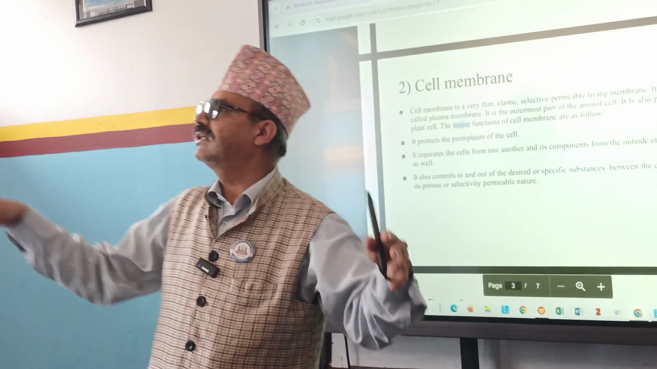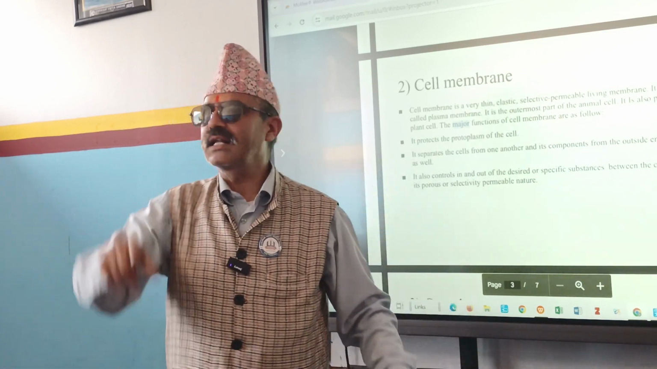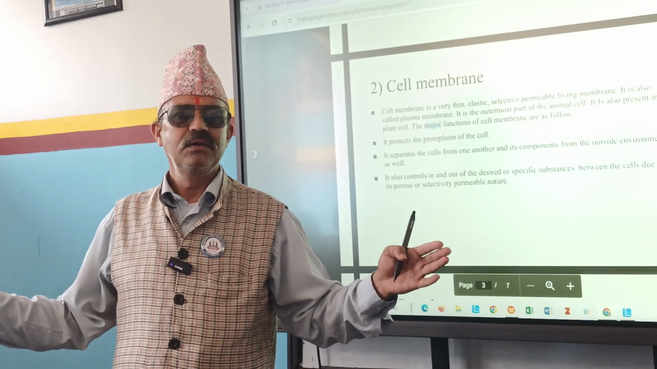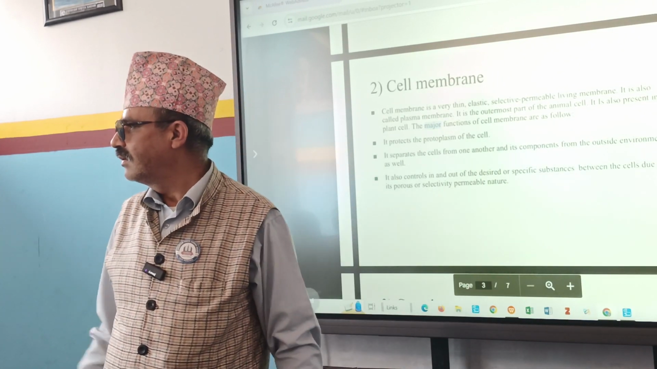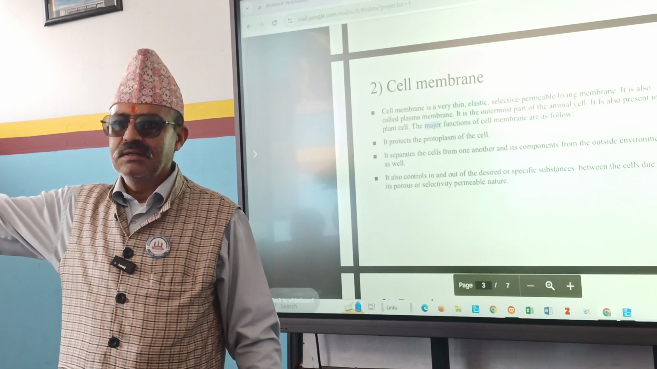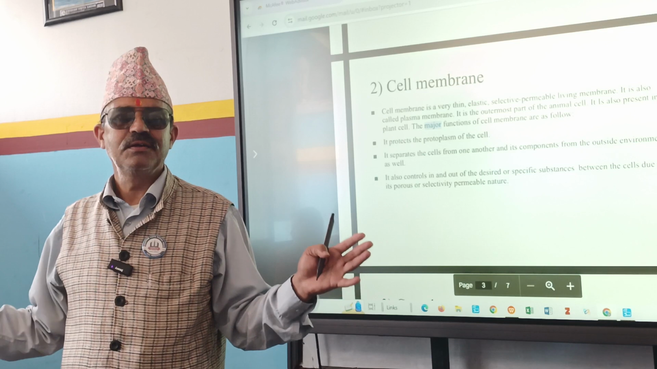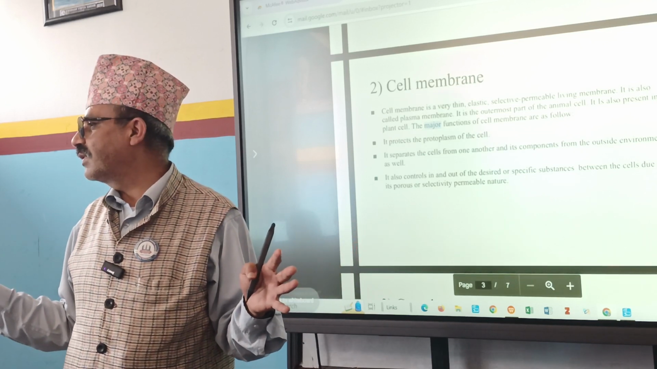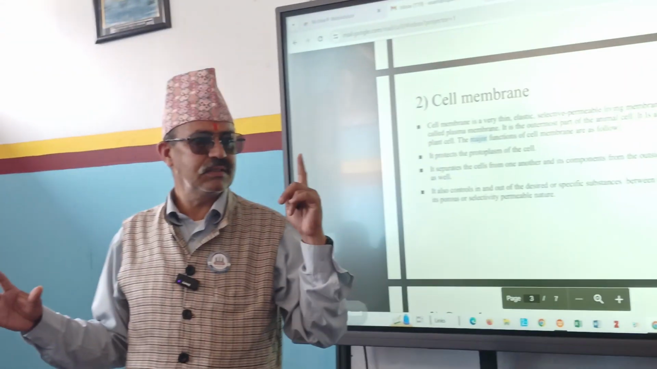If there is a boundary, like see, this room is guarded by these walls. Because of walls, it is protected or not? When the walls are removed, then the condition will be like outside. Can you stay outside? Isn't it very hot? But here, very safe. Here is cool air from the fan. And in some schools there is AC also. But we don't have AC, we have got a fan, right?